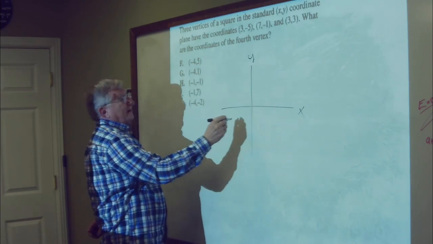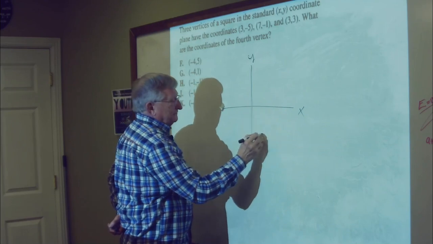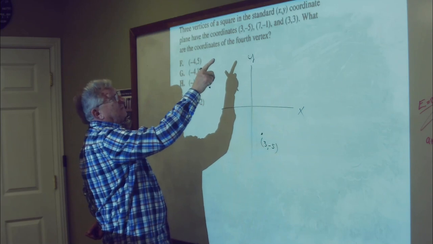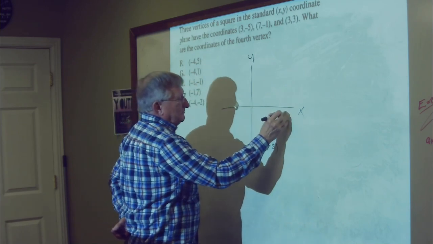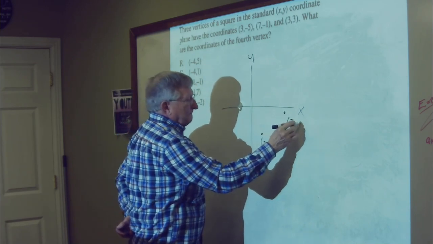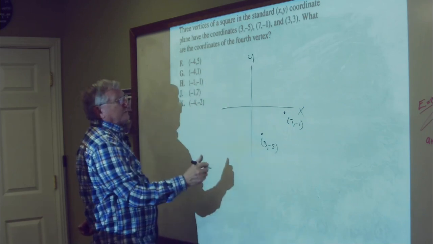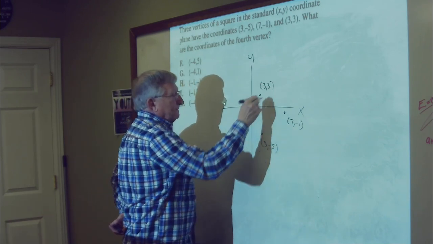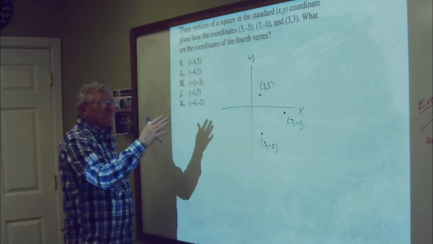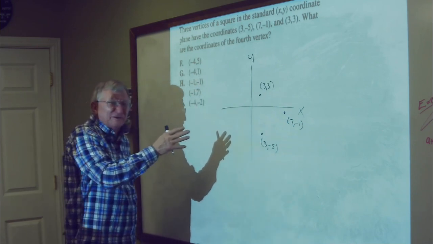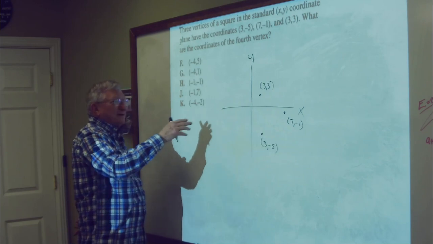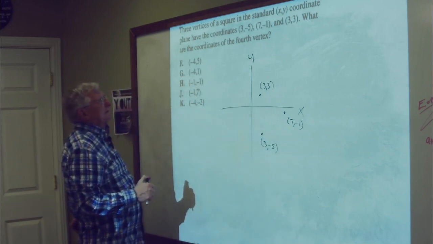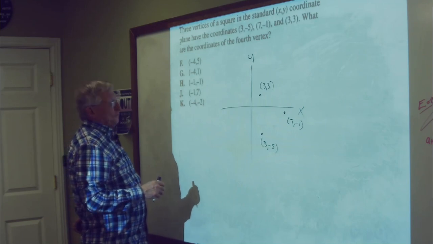All right, 3, -5. 7, -1. 3, 3. Notice I'm being sort of careful. I'm not just being careless, but I'm making a pretty good approximation of where those points would be. I don't have to be exact. Well, the coordinates of the fourth vertex.